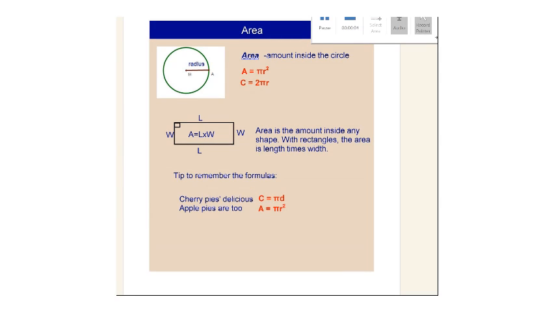So far we've learned about the circumference of circles and the parts of circles. Now we're going to learn about the area of circles. So the formula for the area of a circle is area equals pi r squared. And I want you to notice here that our circumference formula is 2 pi r.